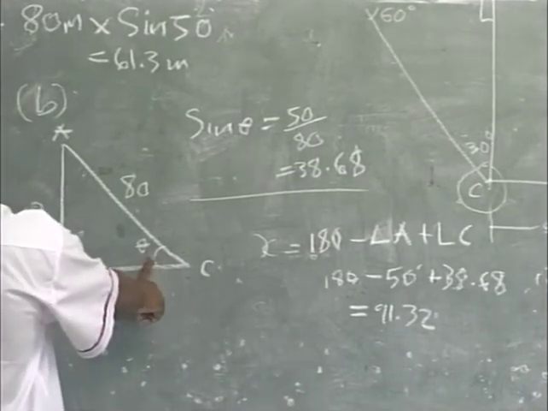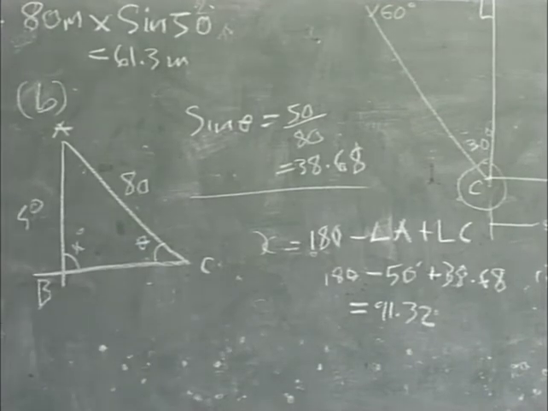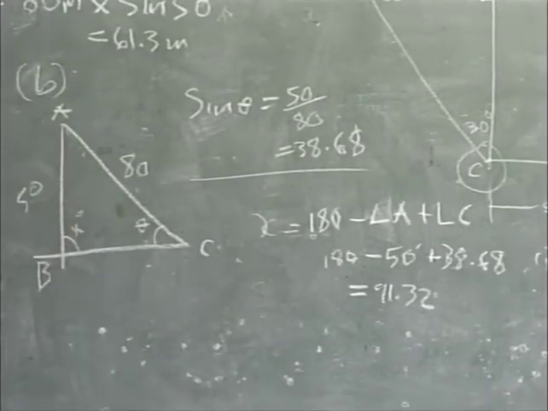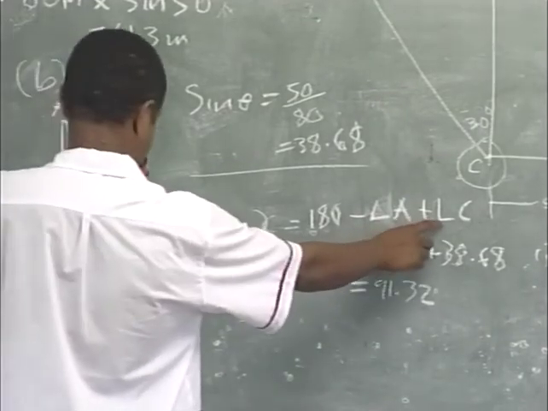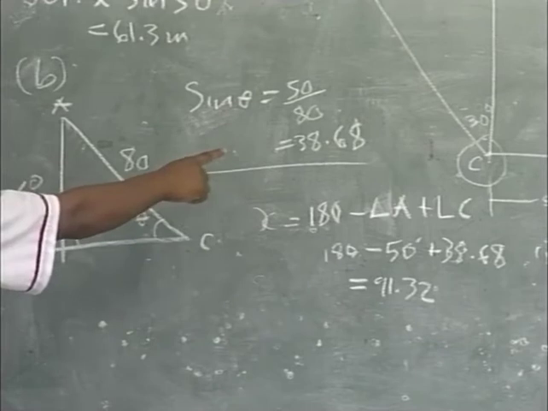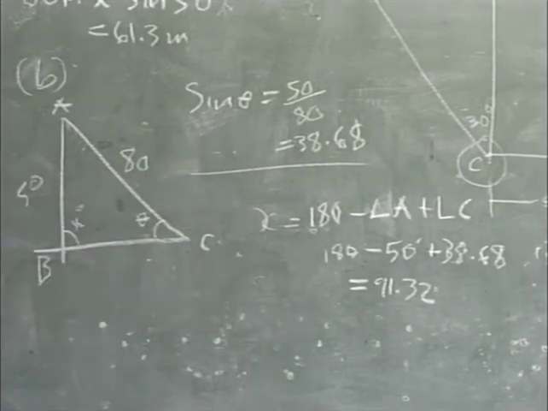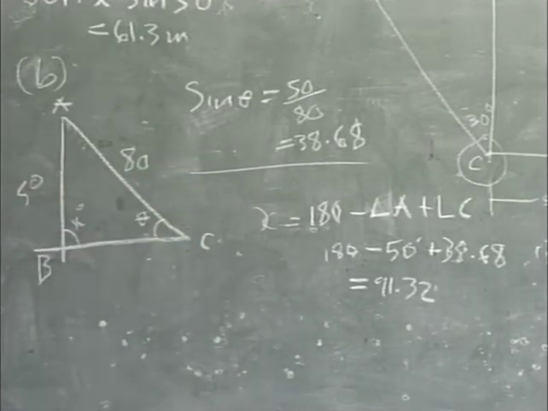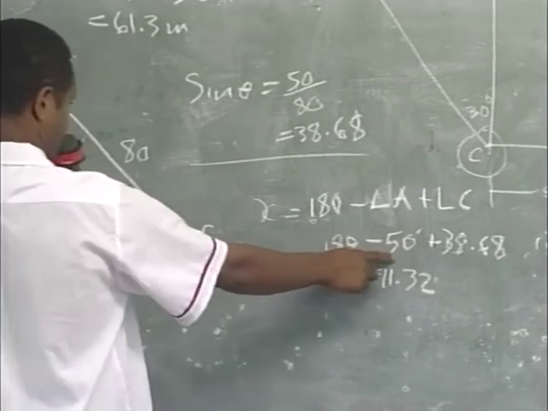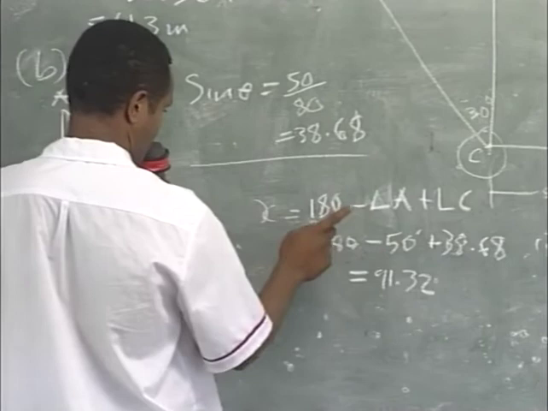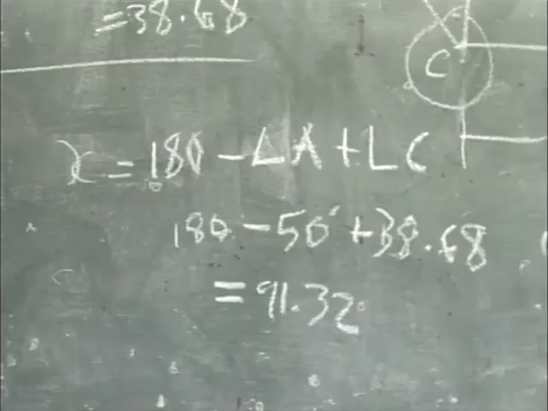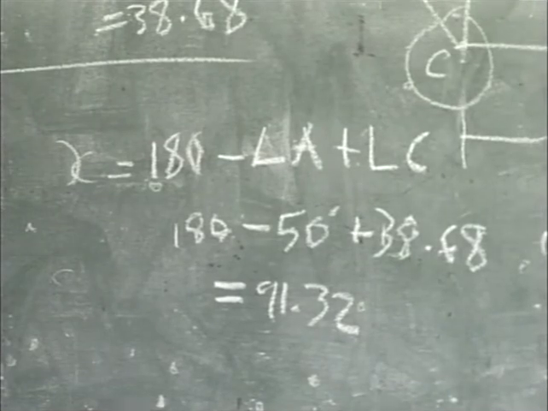Degrees. So after finding that, I add angle A, which is 50, plus angle C, which is theta right over here. That is 38.68 degrees. So after adding these two together and subtracting from 180 degrees, I come across 91.32 degrees. I think that's my solution.